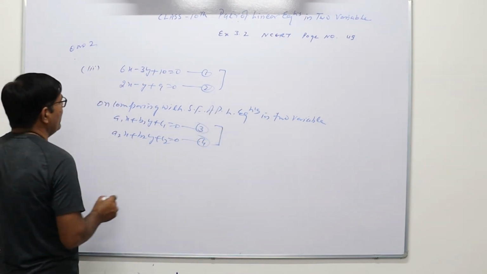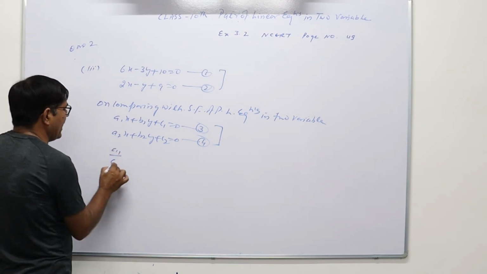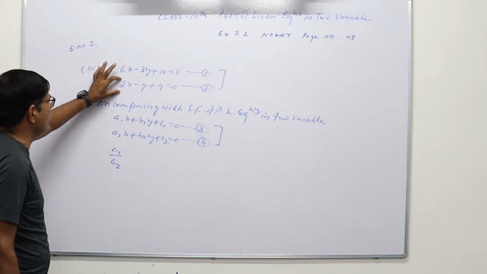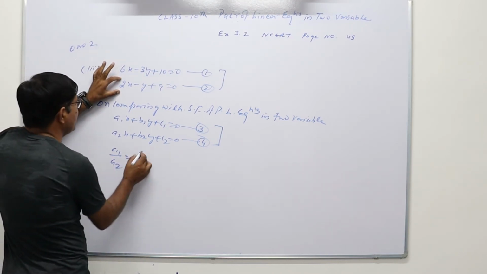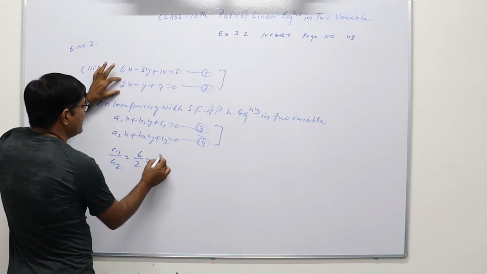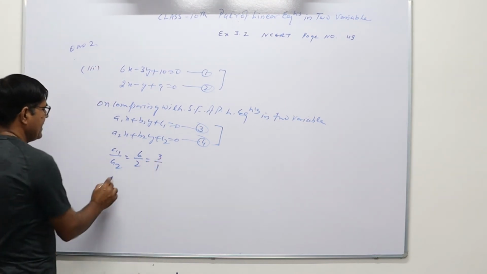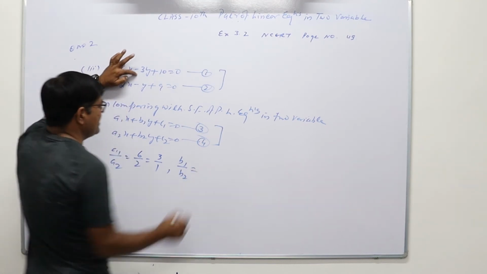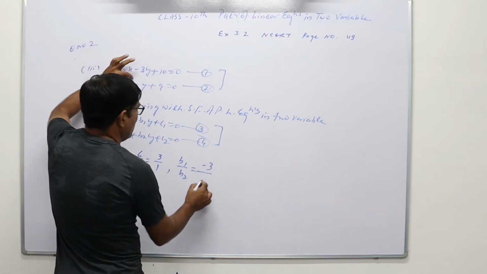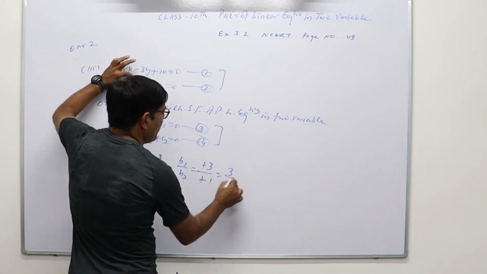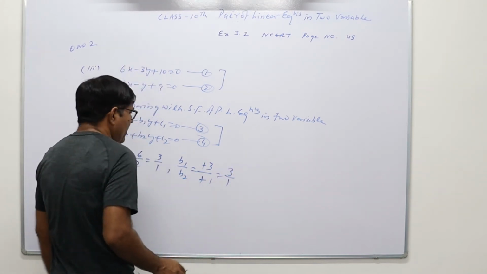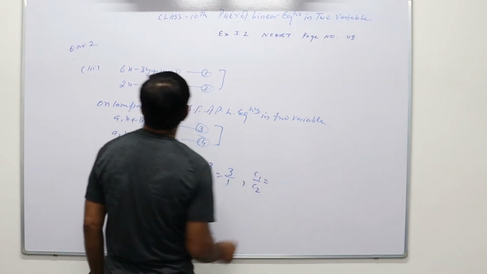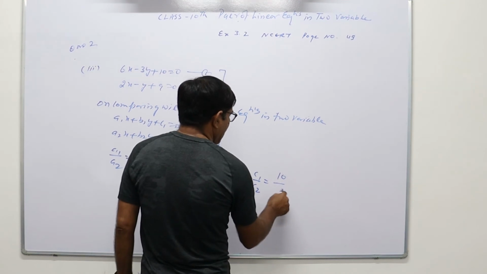Now, first, what we have to find out? a1 upon a2. What is a1? The coefficient of x in the first equation, a2 the coefficient of x in the second equation. So this is 6 upon 2, that is 3 upon 1. Similarly b1 upon b2, b1 is minus 3, b2 is minus 1, so this is 3 upon 1. Then third, c1 upon c2 is equal to 10 upon 9.